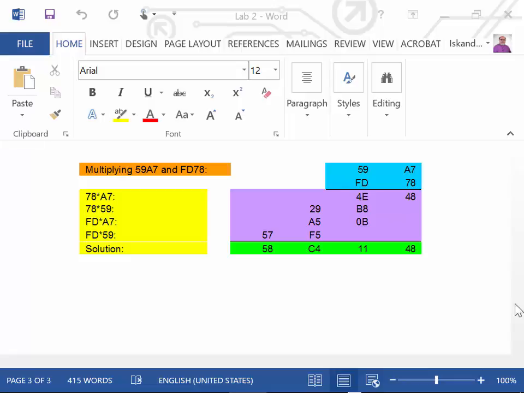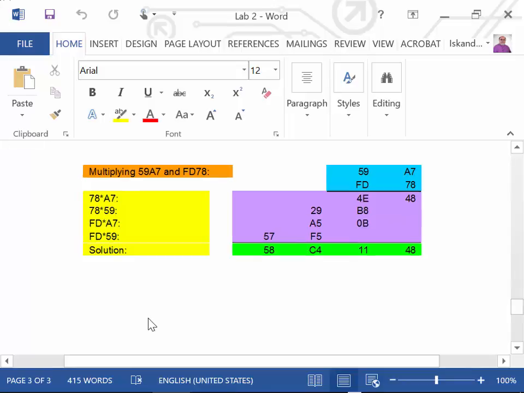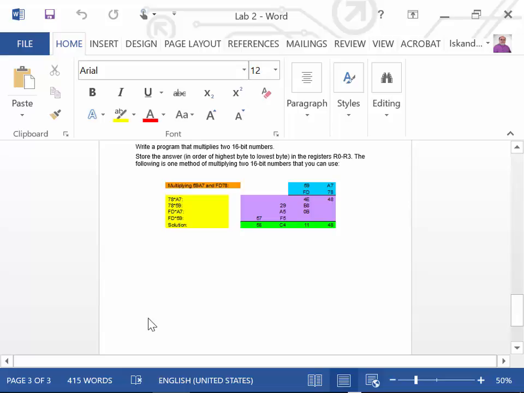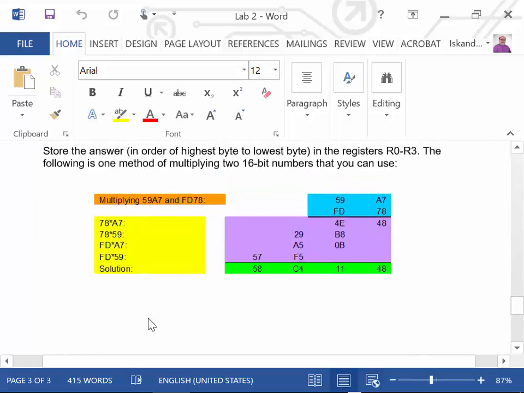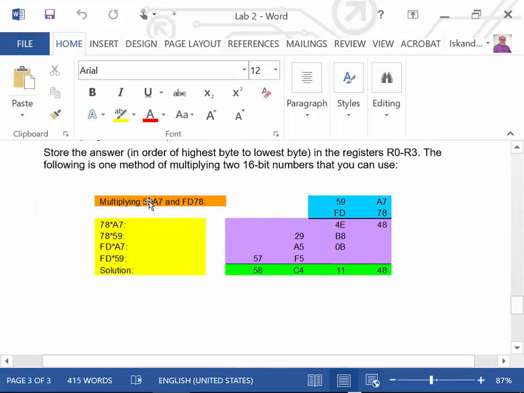Let me start over again. All right, this is the assignment right here. We're going to multiply two 16-bit numbers. These are the two numbers we're going to multiply right there. I'm going to call this num1 and this num2.